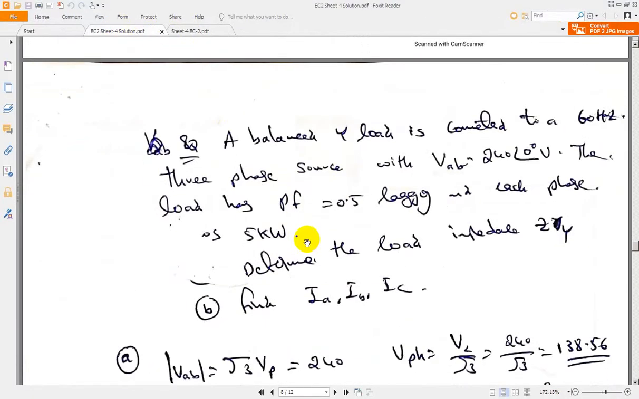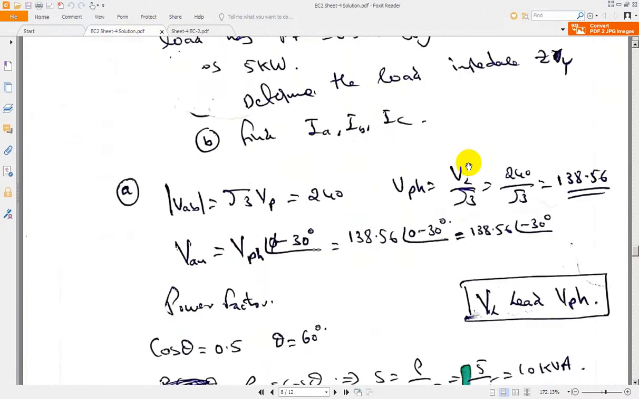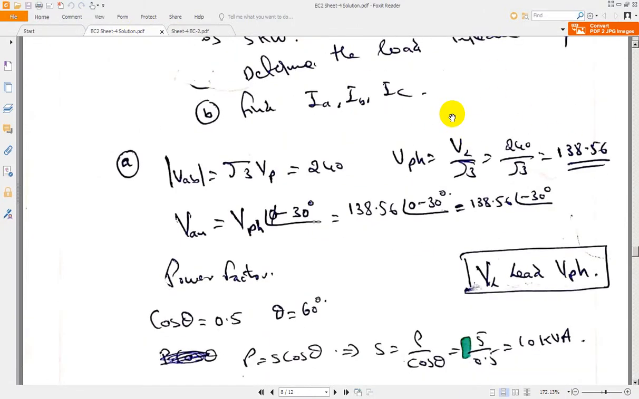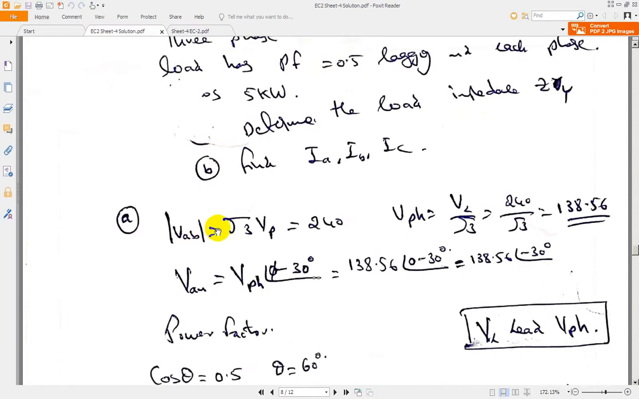Now if you move to the solution, problem number 8, we have a balanced circuit. The first thing is to determine the load impedance ZY. VAB is already given. Sorry, this is a line voltage. VAB is the line voltage. If it were a phase voltage, it would be given as VAN. As it specifies two different lines, it is a line voltage, VAB, the voltage across two lines.